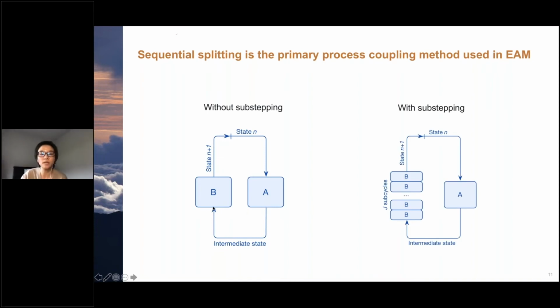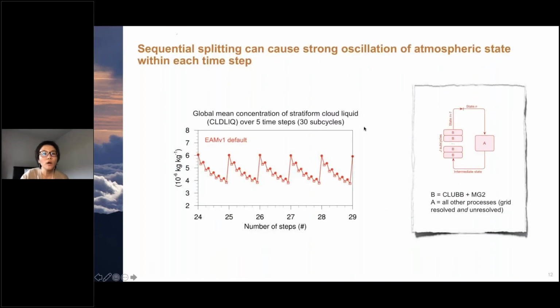And it can happen that process B is known to have relatively short time scales, and therefore needs shorter time steps. To save computing time, we might decide to subcycle the parameterization for process B. If we still use the sequential splitting, we would pass that intermediate atmospheric state updated by process A to the first call of process B in the subcycle. Okay, so this sequential splitting has a potential issue, which is that it can cause rather strong oscillation of the atmospheric state within each time step if processes A and B happen to be a strong source and a strong sink that are compensating each other.